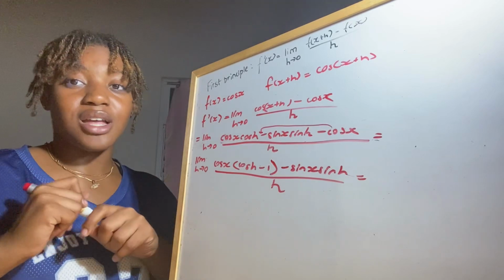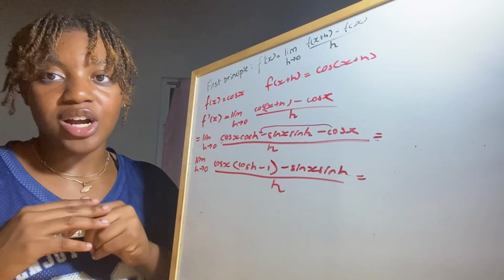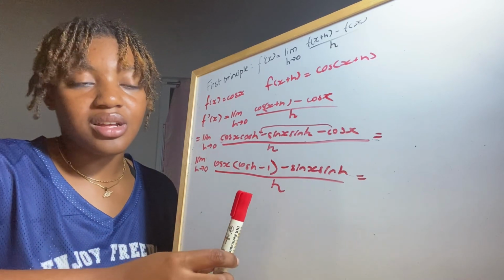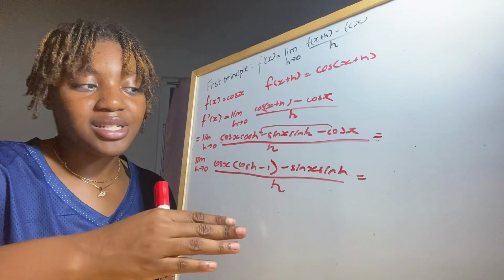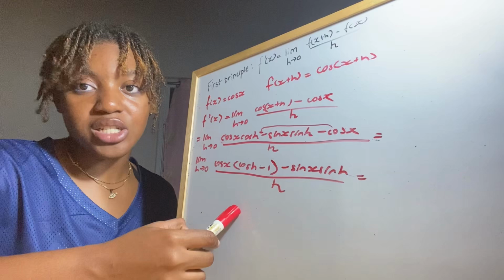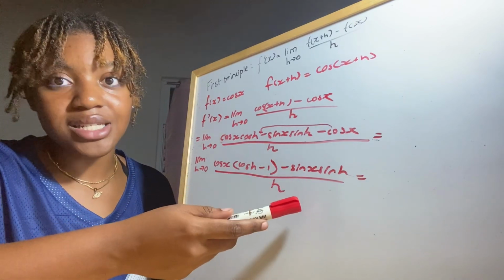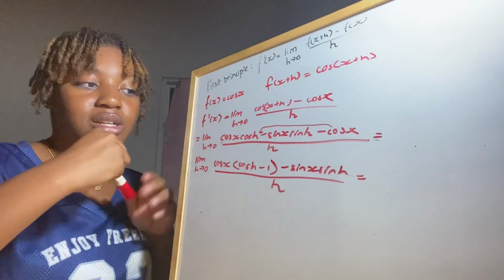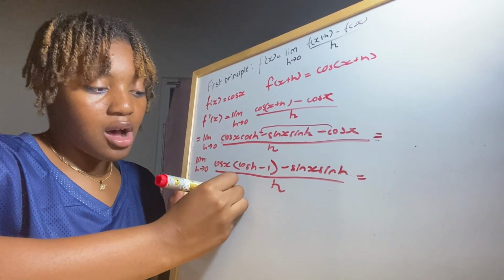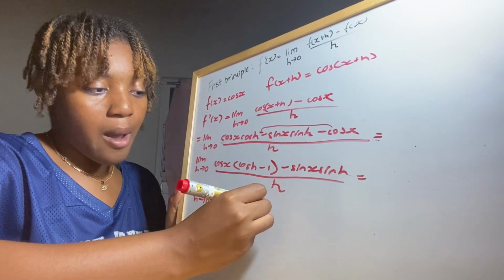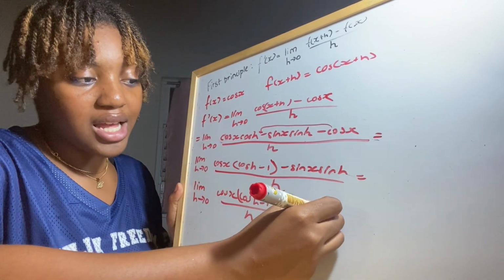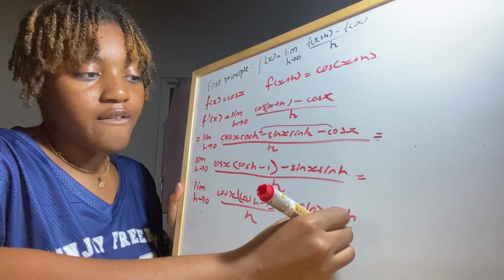Here, our next step. We have one fraction. What we can do now is treat this one fraction as two fractions, in the sense that we're splitting it, where we have cos x times the cos h minus 1 over h, minus the sine x sine h over h. So that is what we're going to write now. So cos x, cos h minus 1 over h, minus sine x, sine h over h.